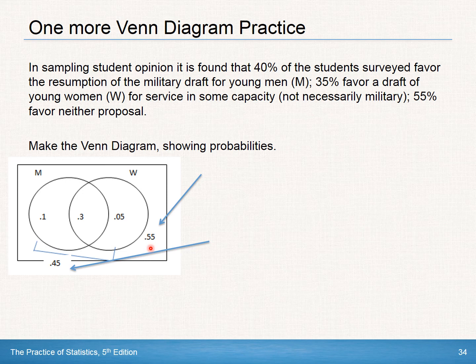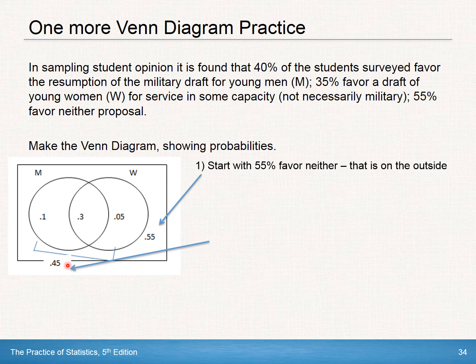Now, what do I know from that information? If 55% favor neither, then I know that between the men and the women, 45% have to favor, because favor plus neither favor has to add up to 1. So I know this entire Venn diagram has to add up to 1. So 0.45 plus 0.55 adds up to 1. But if you look, the 40% and the 35% are definitely bigger than 45%. That's 75%. So how did I get that answer?